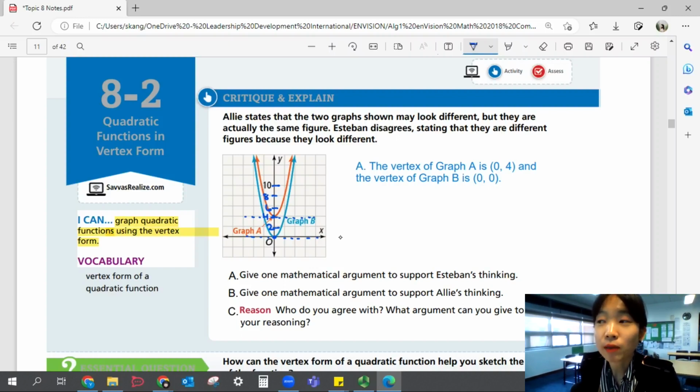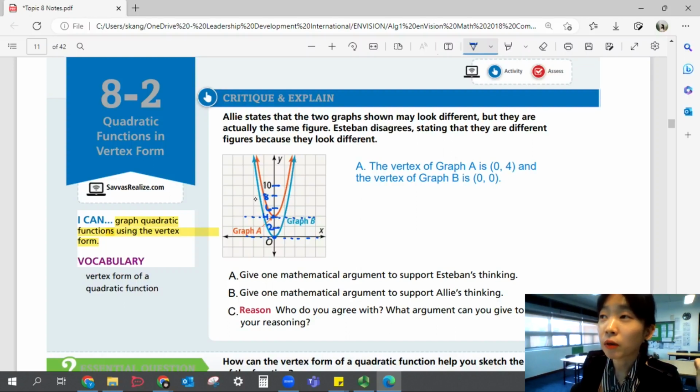Part B, give one mathematical argument to support Ali's thinking. Ali says the graphs shown may look different, but they're actually the same. So what if we move graph B 4 units up, right? Then would they still be the same? Would they still be different? So the vertex may actually be the same, right? The vertex would be the same.